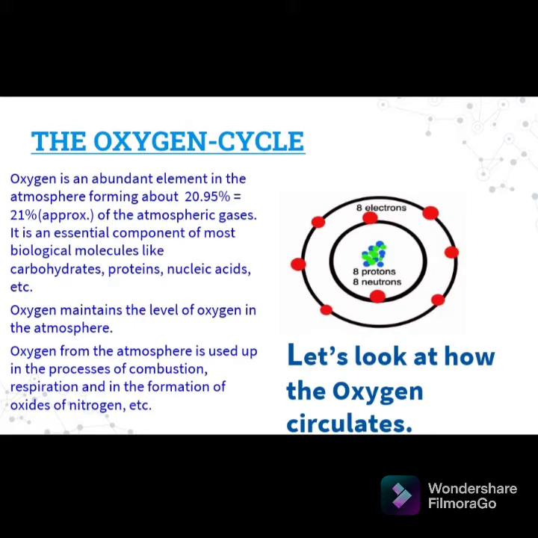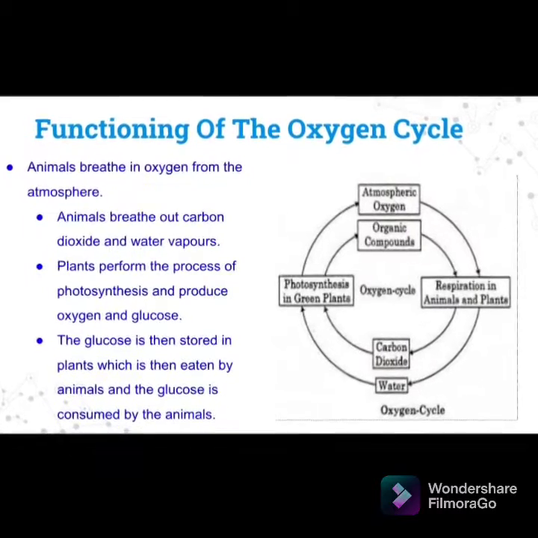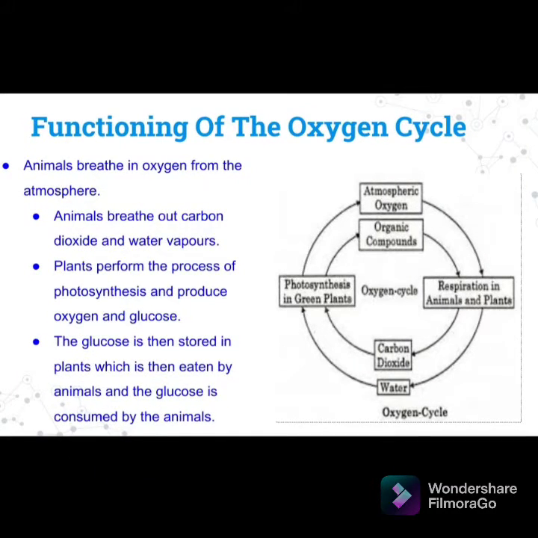Now we shall look at how the oxygen circulates in nature. Functioning of the oxygen cycle. Animals breathe in oxygen from the atmosphere. Animals breathe out carbon dioxide and water vapors. Plants use this to perform photosynthesis and produce oxygen and glucose. The glucose is then stored in the plant and is then eaten by an herbivore animal. The glucose is consumed by the animals and the animals respire. And this is the cycle of oxygen.